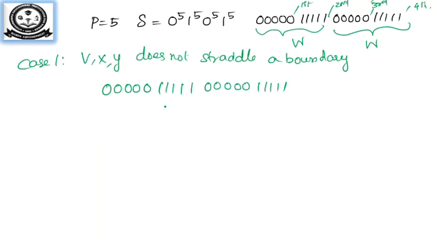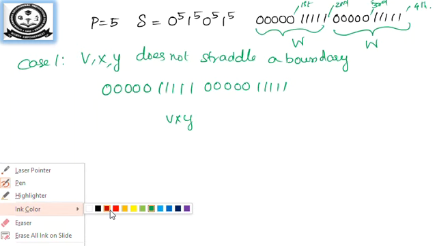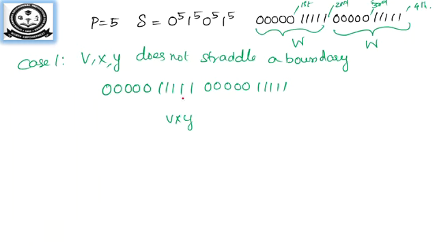So let me choose my v, x and y to lie within a single boundary. It should lie within the boundary and should not cross it. Let me take another color and prove it. Let me consider that these three parts lie in a single boundary. So here v is going to be 1, x is going to be 1 and y is going to be 1. The remaining term will be u, and from this one to the last one will be z.